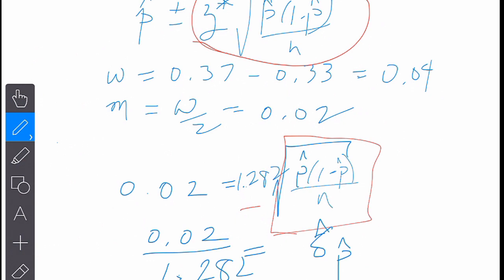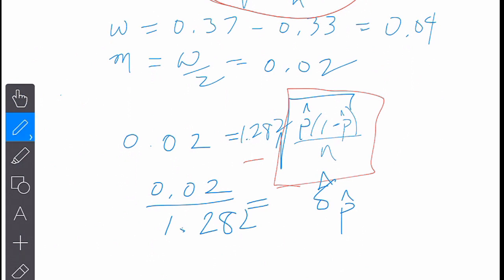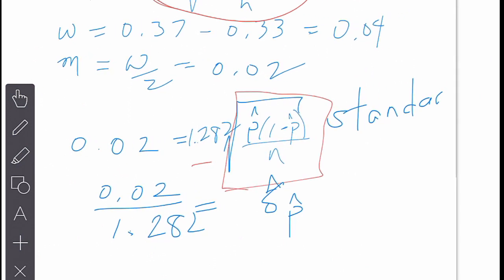Can you see that? So the standard error, the box, is equal to, I'll put it in words in case you can't understand what I'm saying, standard error. As I mentioned, if you get bored, just speed up the pace of the video using the settings on the bottom right of the screen. So that's what we're going to calculate. What do you get? 0.02 divided by 1.282.